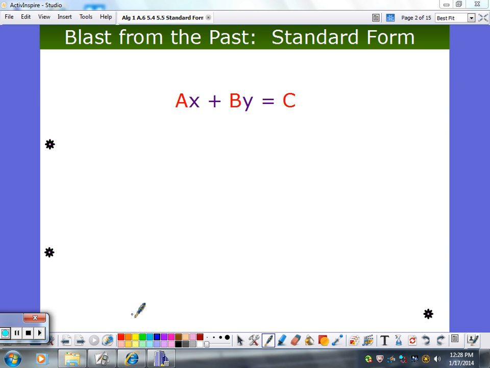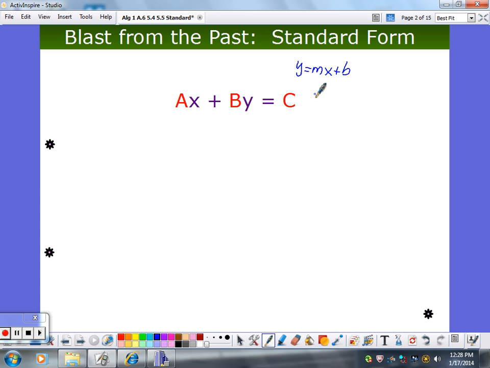ax plus by equals c, standard form. What other forms do we know? What else do we know? Y equals... One at a time.